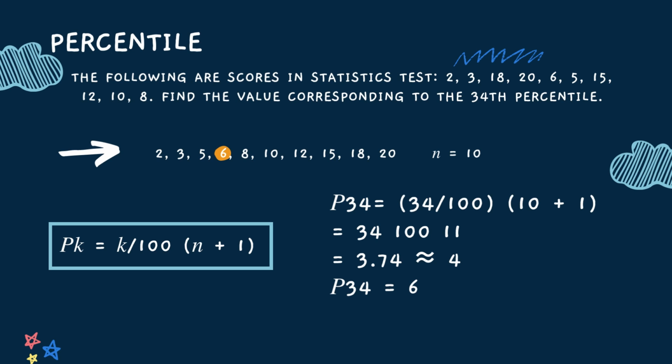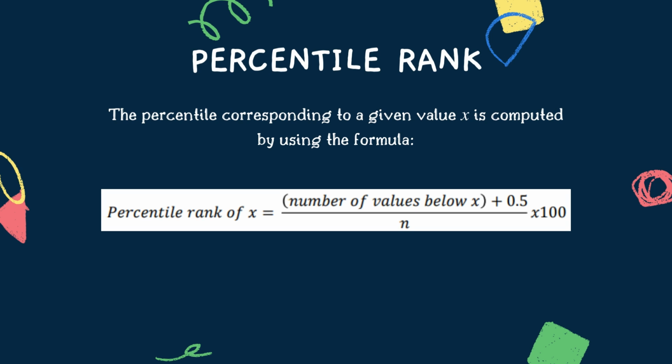All right, so let's resume to the percentile rank. This one, as you can see, has a different formula than earlier. The percentile corresponding to the given value of x is computed by using the formula here. We have percentile rank of x is equal to the number of values below x, meaning the number of values that have a lower value than the number itself, plus 0.5, over n, and overall multiplied by 100.